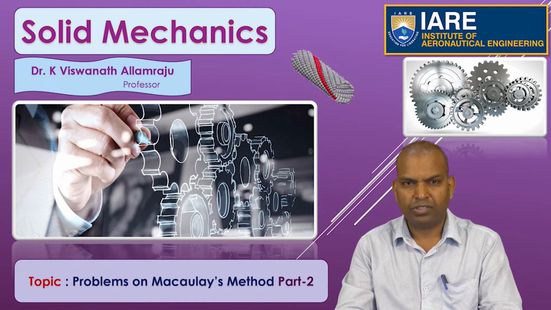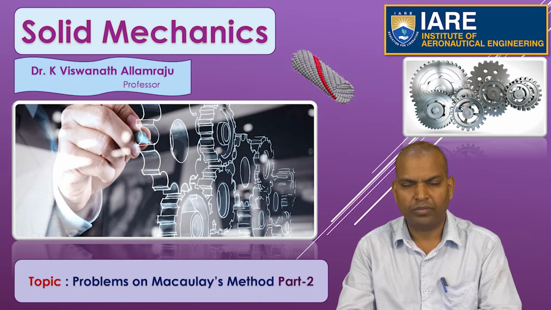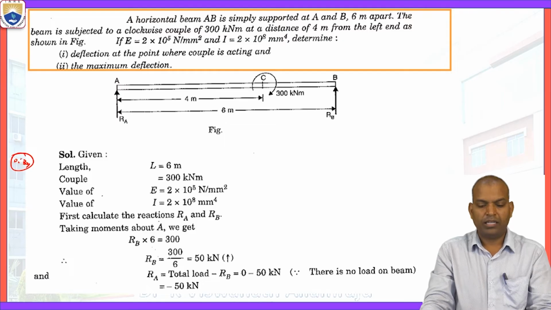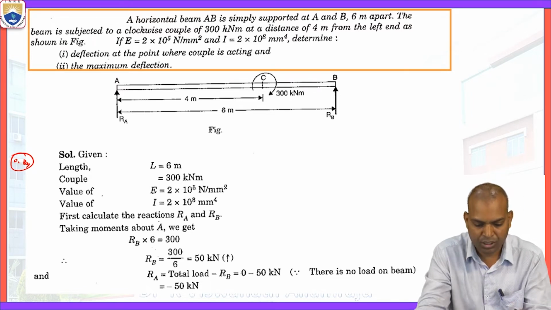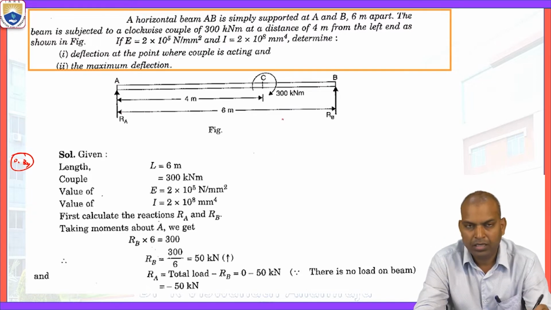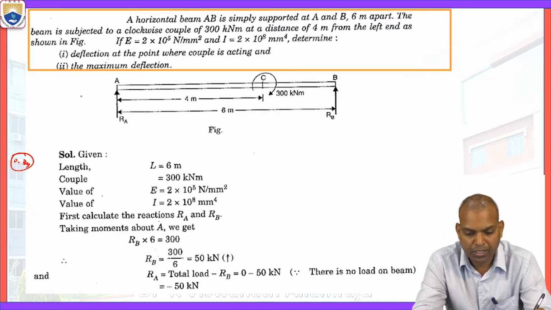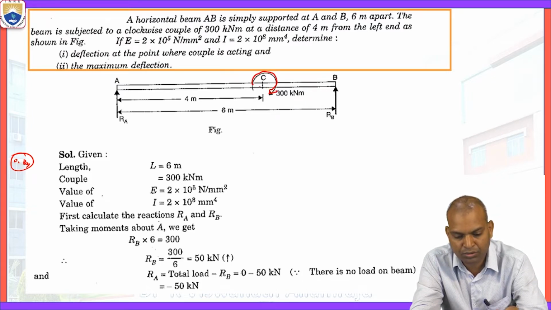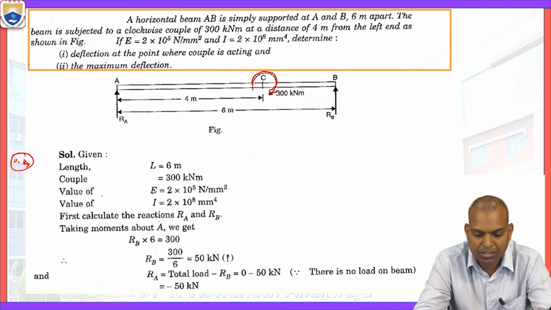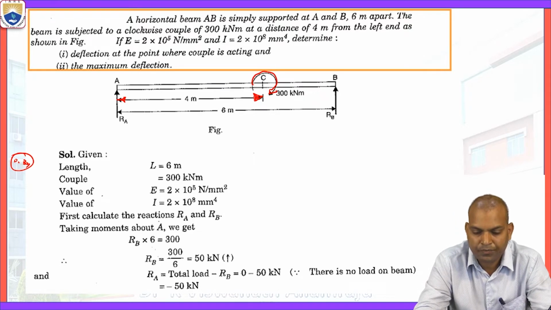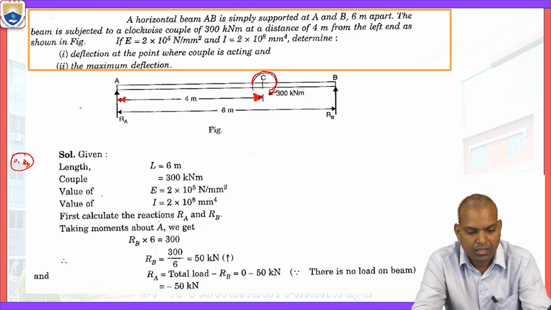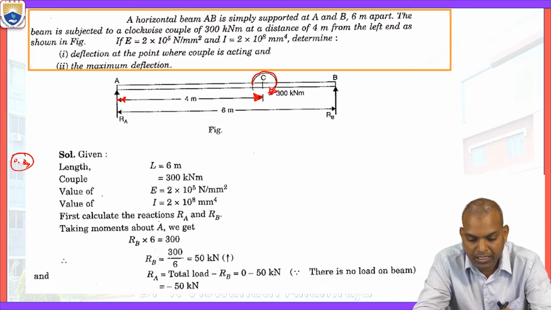In this session, we are going to study and solve some problems on Macaulay's method. Here, a horizontal beam AB is simply supported at A and B. The beam is subjected to a clockwise couple of 300 kilonewton meter at a distance of 4 meters from the left end. The moment is acting in the clockwise direction.